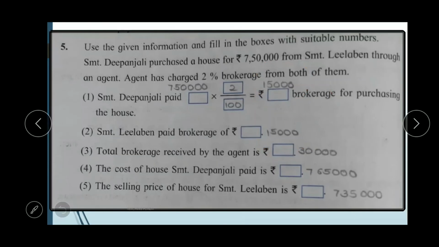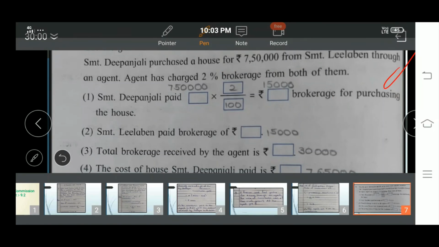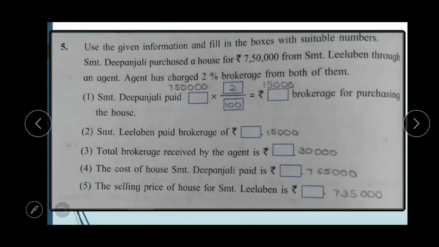Fourth, the cost of the house Smt. Dipanjali paid. What is the cost? It's rupees 7,50,000, but she has paid 15,000 as additional brokerage to the agent. So what will you write here? 7,65,000. How? 7,50,000 plus this 15,000, you will add them, you will get 7,65,000.